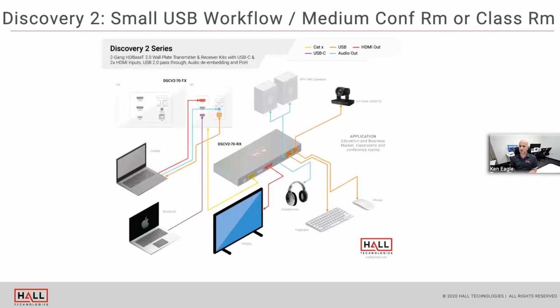And here you'll see a workflow that's similar to what we looked at for the huddle space, because we're using our Discovery series, but in this case, we're using something from Hall Technologies called the Discovery 2. Discovery 2 means it has two gang. It's a 2-gang fit into a standard wall back box. There's also a UK version of that too. You can see beside it, kind of grayed out here.